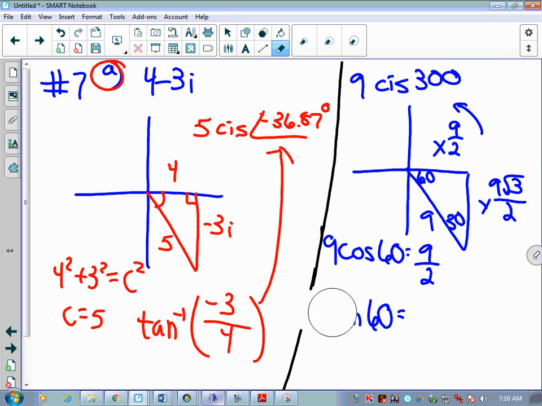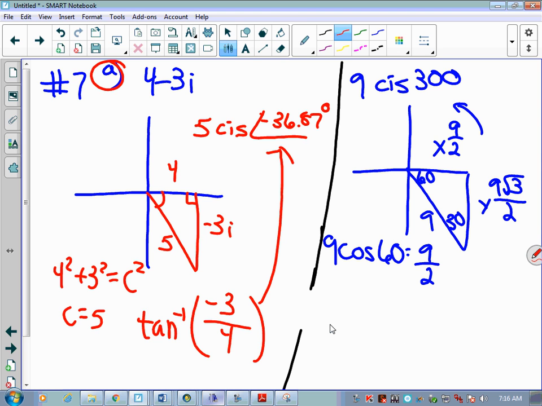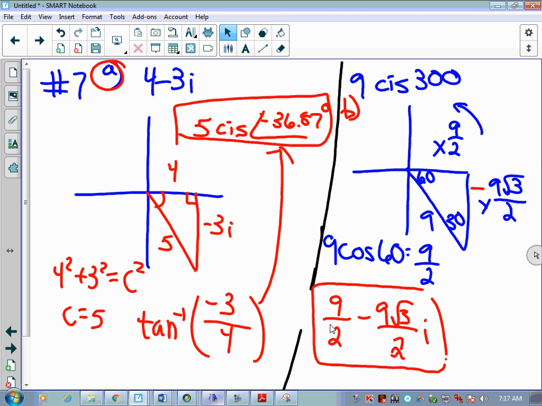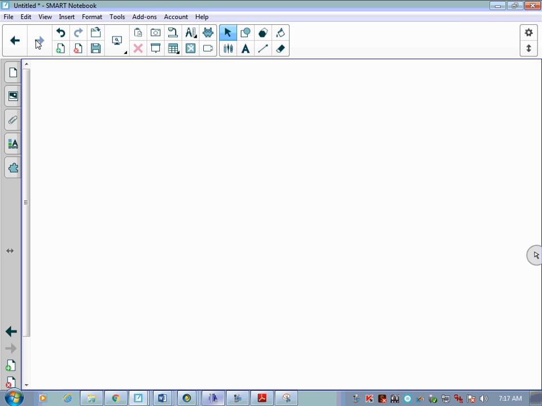So because that comes out the way that it does, we're going to write this as 9/2, and because that's minus, we're going to get 9 radical 3 over 2i, to get our rectangular coordinates. Let's check that. 9/2 minus 9 radical 3 over 2i. Okay, so this is my answer for B. This was my answer for A, as well as the work.